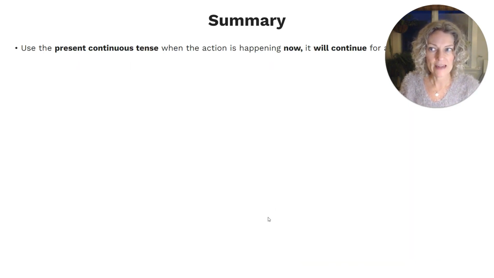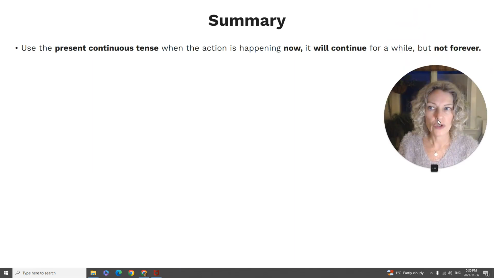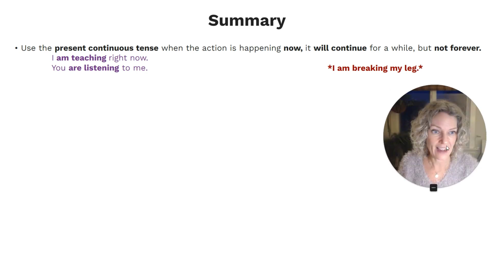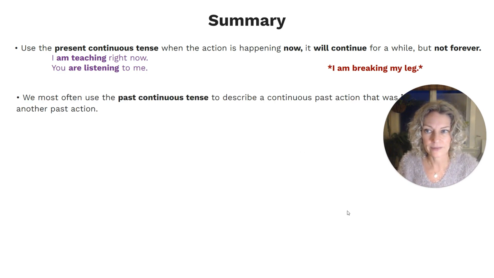So in summary, we use the present continuous tense when the action is happening now, right in the present. It will continue for a while, but not forever. So here's an example. I am teaching right now. You are listening to me. But what we can't say is, I am breaking my leg. That's not a correct way to use it, because breaking your leg is not a continuous action.